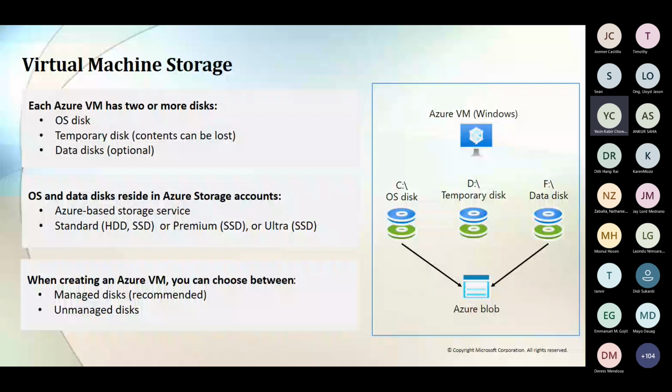What is the difference? The difference is the cost. Standard is low cost, premium costs more, and ultra costs even more. When creating an Azure VM, you can choose between managed disk and unmanaged disk. Managed disk is recommended. Managed disk means this disk is managed by Azure, and unmanaged disk will not be managed by Azure. You have to manage this one.